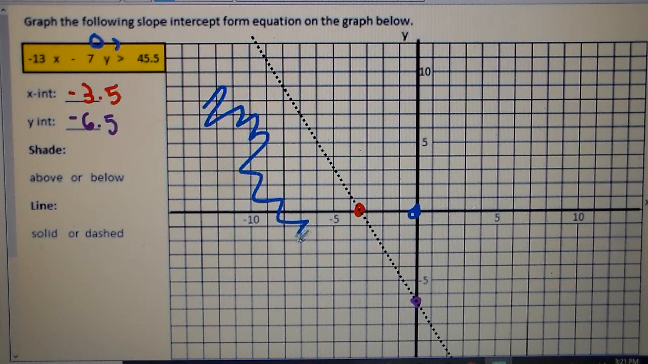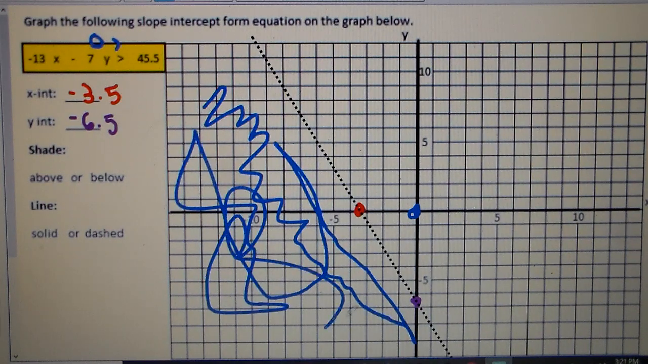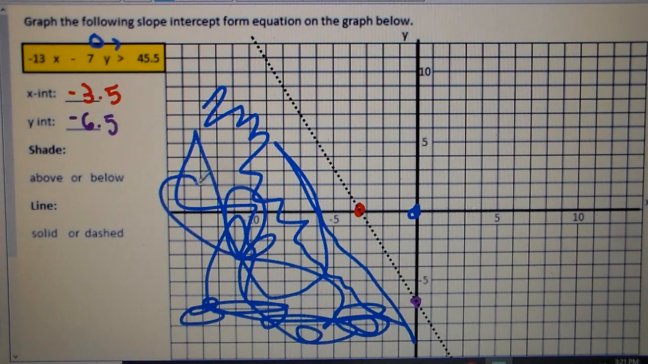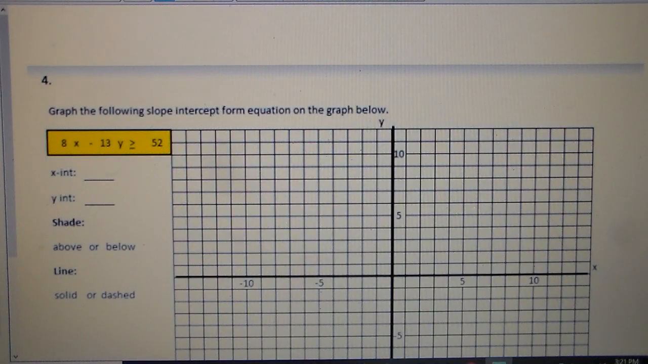So we have to shade on the other side of this dashed line. So everything over here is all the correct answers. That's the shaded region. All right, let's do one more.